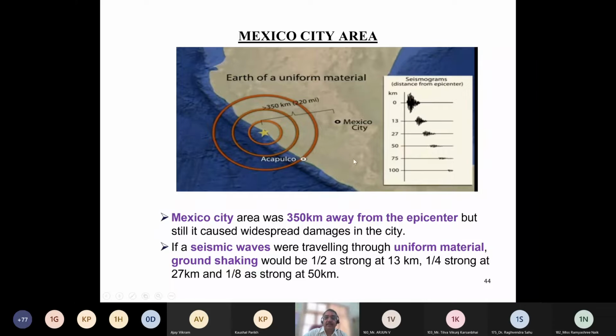If the ground conditions are uniform, this is the shaking at the start, and if you move away, for example to 13 kilometers, 27 kilometers, 50 kilometers, and so on, the values keep decreasing. If seismic waves were traveling through uniform material, ground shaking would be half as strong at 13 kilometers, one quarter as strong at 27 kilometers, and one eighth as strong at 50 kilometers. So at 50 kilometers, it would be one eighth of what it is at the source of the earthquake.